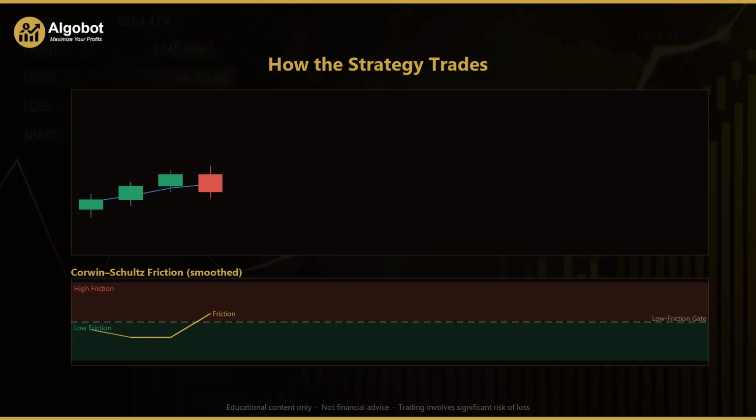Keep in mind that this gate is relative. The strategy compares the current friction reading to its own recent distribution, so it adapts to whatever is normal for this market. Watch the opening candles.